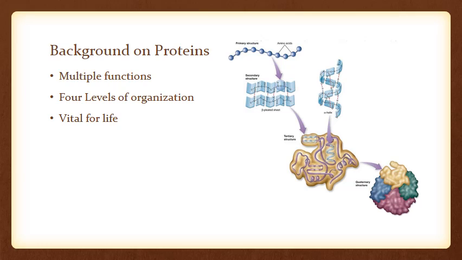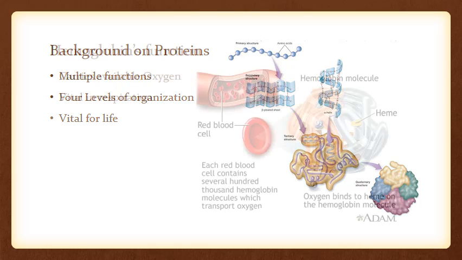But there is one more level of organization in a protein. It's when multiple tertiary structures come together to form a quaternary structure. When the tertiaries come together, they lose the name tertiary and are called subunits. And a lot of proteins, including hemoglobin, are multi-subunit proteins. They are also vital for life.